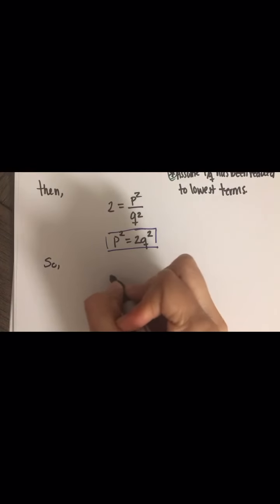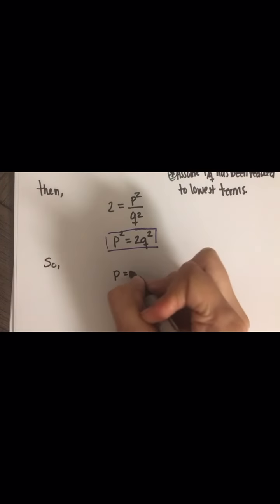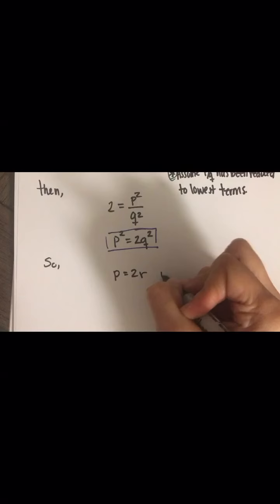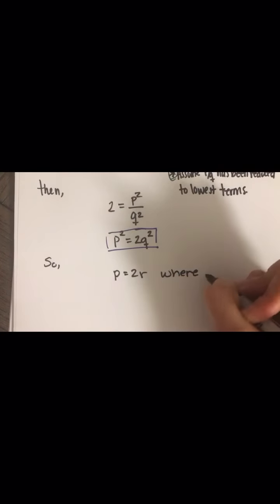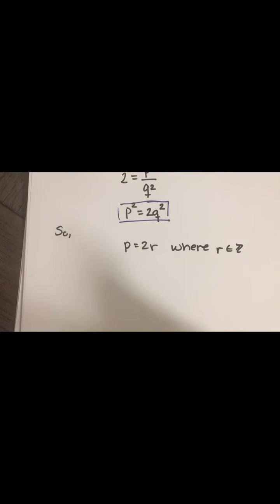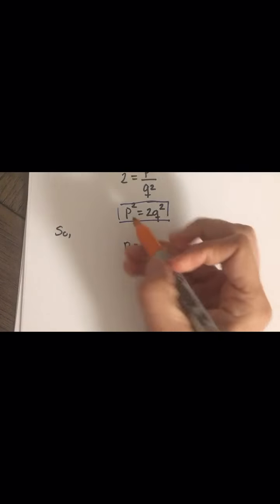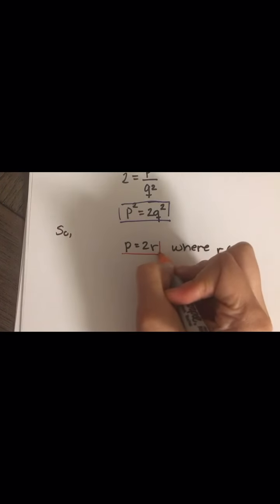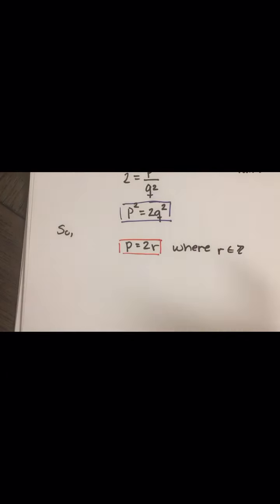So p equals 2r, where r is an integer. Okay. So we've come to this, right? That p is even. Let's box that because we're gonna be using it later. We're gonna see how it all comes together.